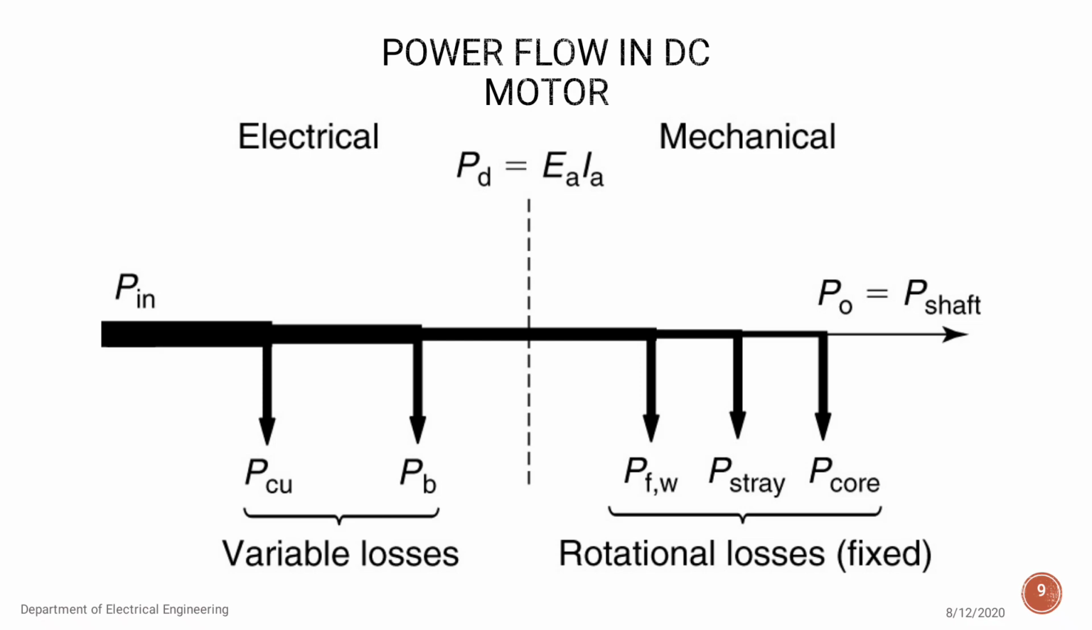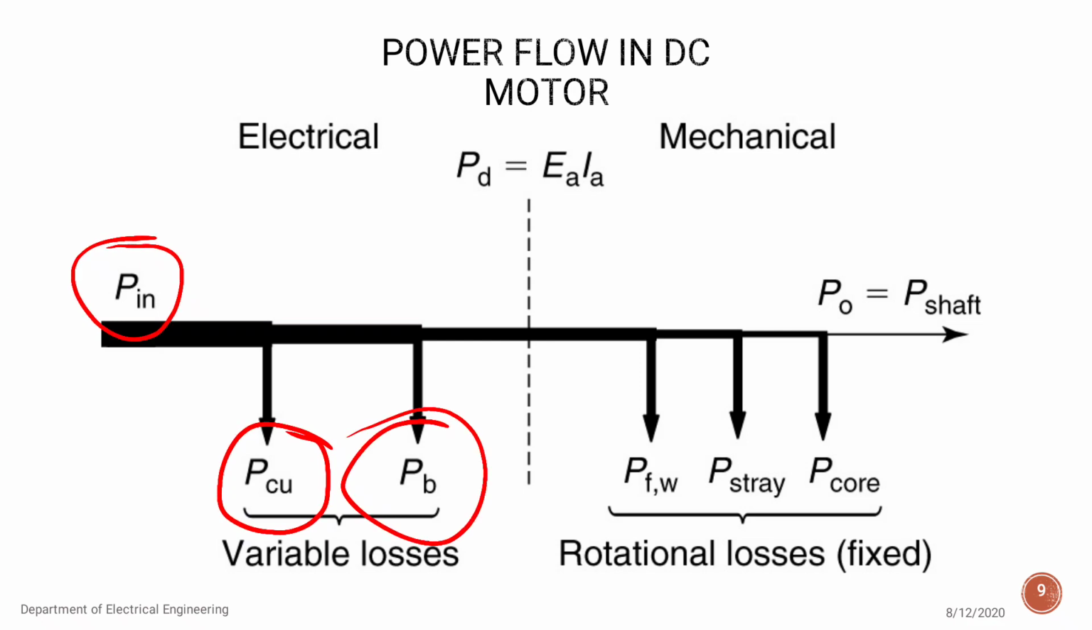So the first thing is the electrical power input, that is P in. Whenever our P in comes into the picture, at that time there are some copper losses. PCU is denoted by the copper losses. Then PB: there are brushes in the motor, so there is some kind of brush drop, which will be considered as a brush loss. These variable losses, the copper loss as well as the brush loss, are considered copper variable losses. So P in minus copper losses.